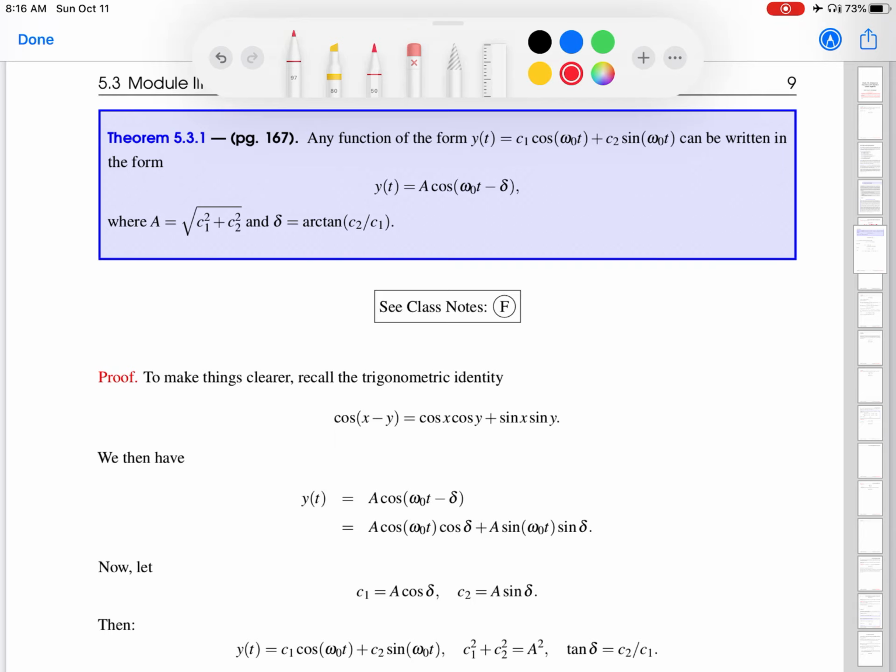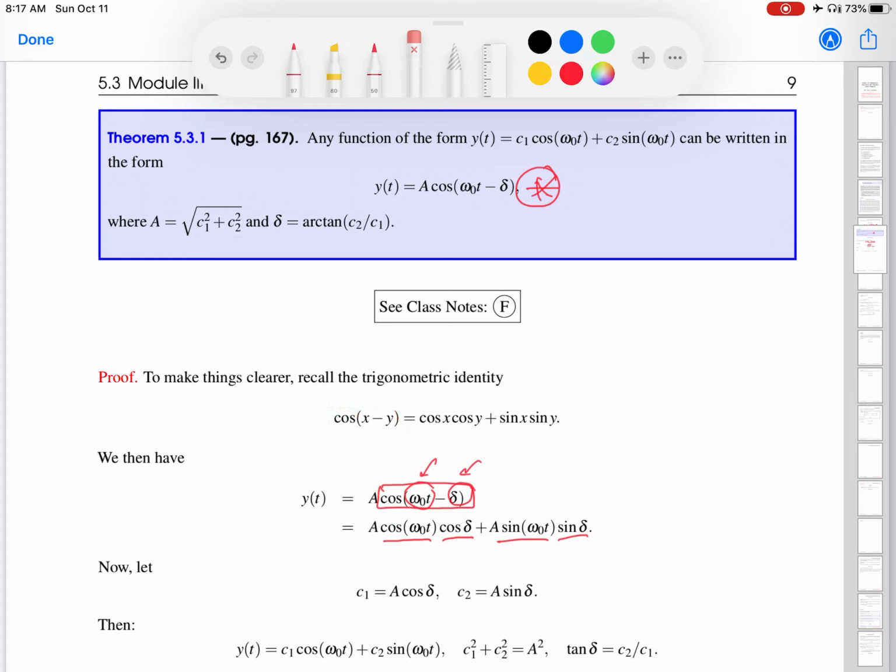So first thing I'll remind you of is this trigonometric identity. So we are going to employ that up here. And first thing we'll do is we'll say, okay, so I have a cosine of a difference of two things, this omega naught t term and this delta term. So my x is omega naught t and my y is delta. So that's going to be omega naught t and that's going to be omega naught t. That explains these two terms. And then this is going to be delta and this is going to be delta. That explains this and this term.